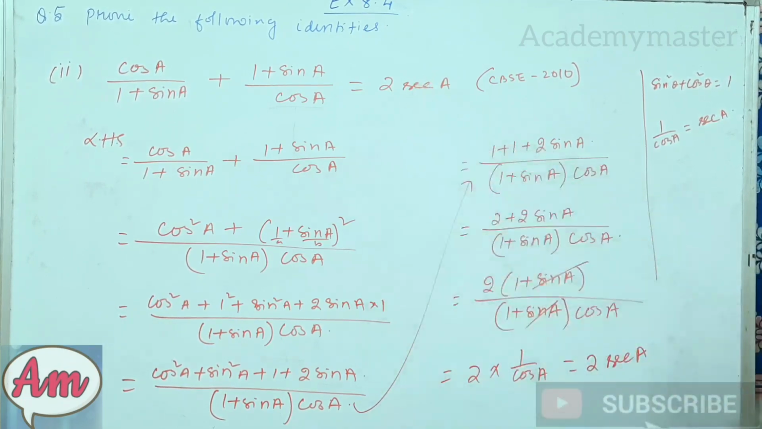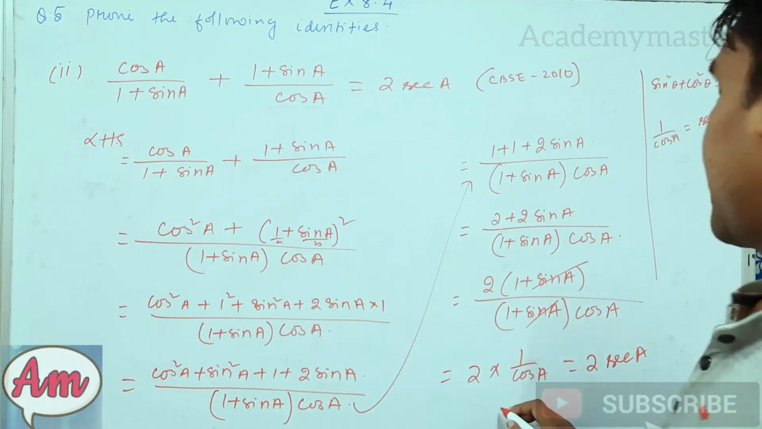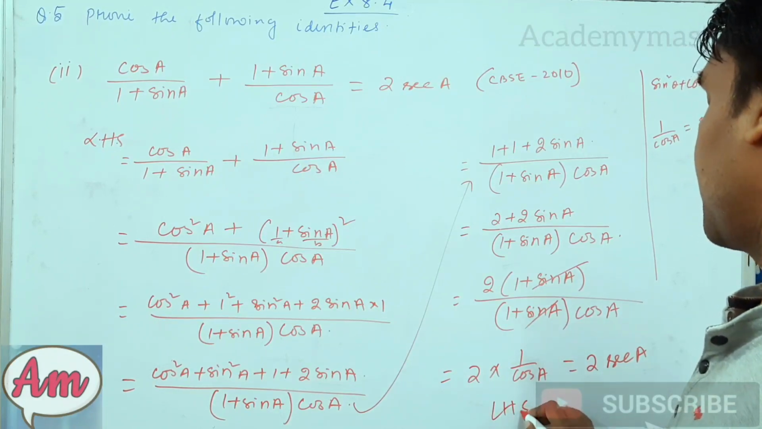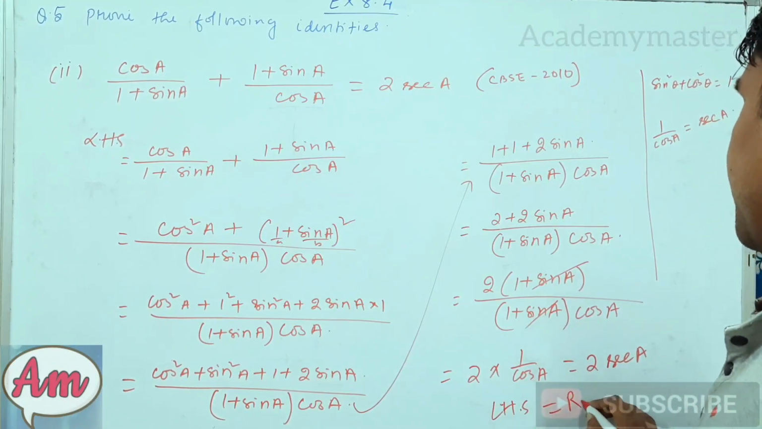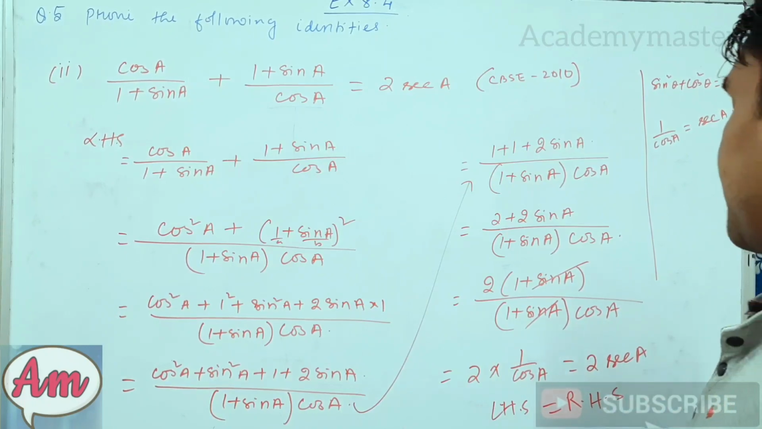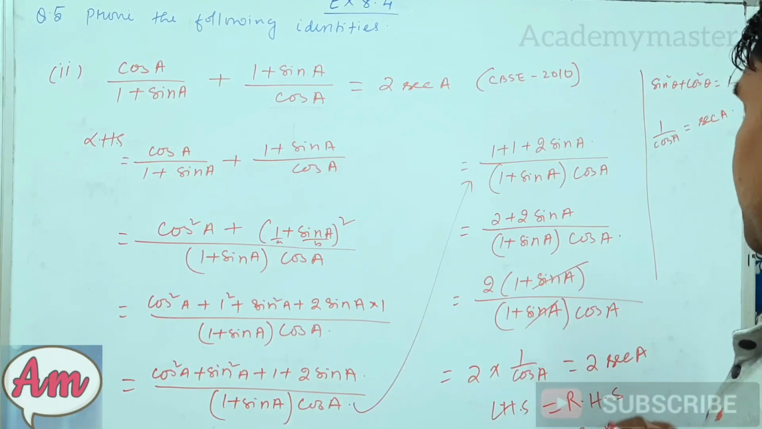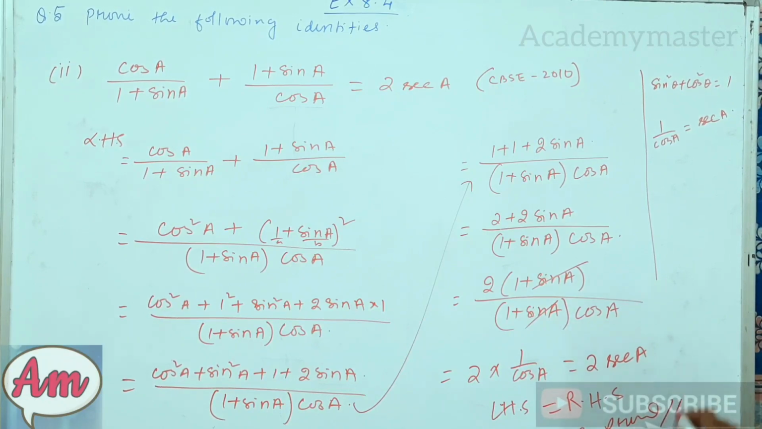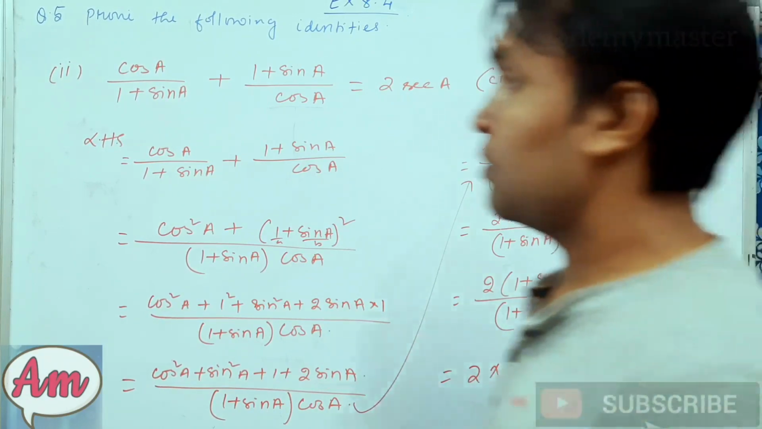That is what they are asking us to prove. So we got it. We'll write here LHS is equal to RHS. Hence proved. Okay, very easy, right? So you can pause the video and take it down. Got it?